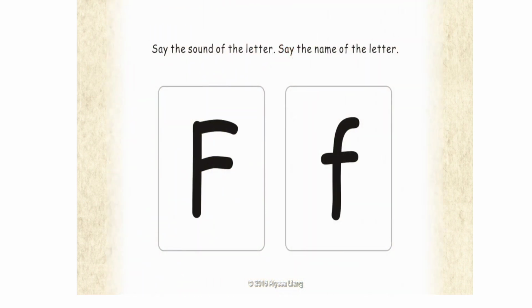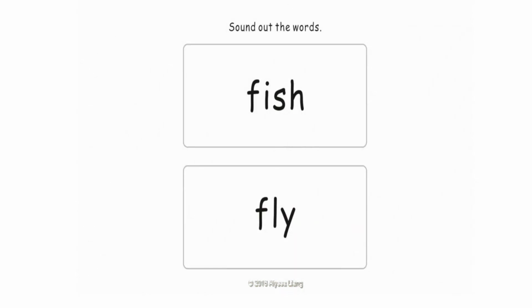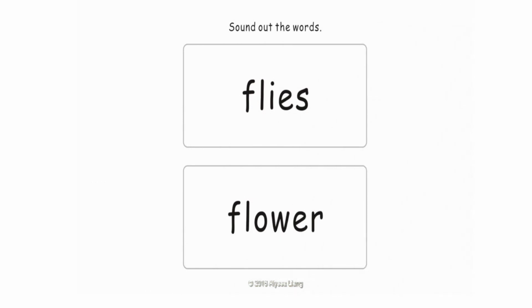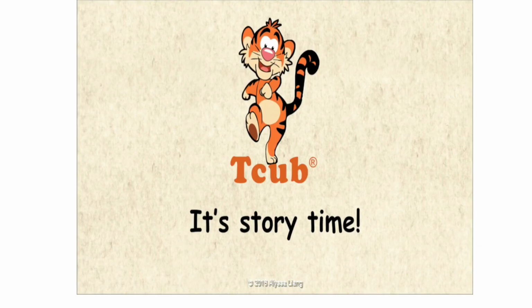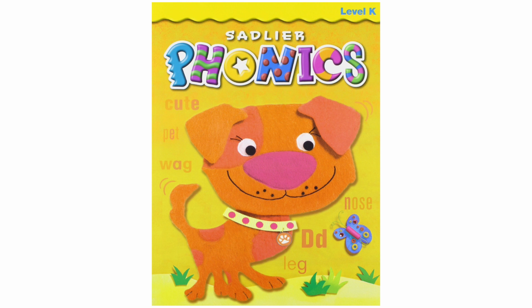Let's do the activities. Say the sound of the letter. Say the name of the letter. F. Sound out the words. Fish. Fly. Flies. Flower. Frog. Five.